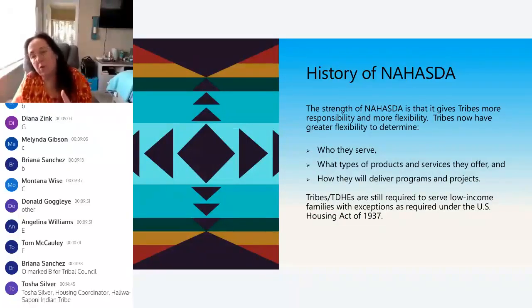So the strength is it gives us more responsibility along with that flexibility. We now have that flexibility to determine who we're going to serve, what we're going to offer, what type of projects, and how we're going to deliver those programs and those particular projects. We are still required to serve low-income Native families with exceptions. That was required under the 1937 Housing Act.